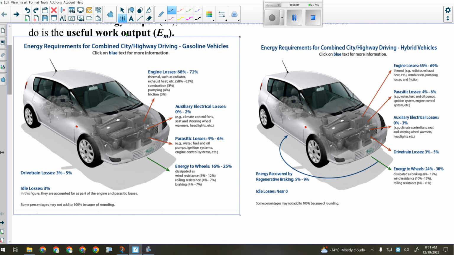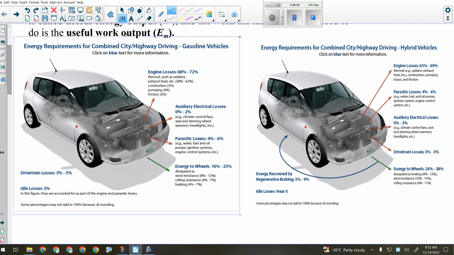So all of that electrical stuff takes energy away that's not driving the car forward. Parasitic losses, like internal friction, things like that. Water, fuel, oil pumps, ignition systems, engine control systems, all the pollution control stuff, another 4 to 6%. Drivetrain losses, 3 to 5%. Idle losses: when you're just idling at a stoplight, if you don't have the auto shut off, which most modern cars now have, that kills the engine at a stoplight, so that reduces it.